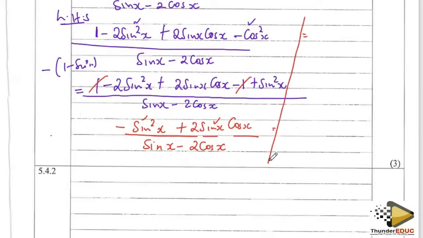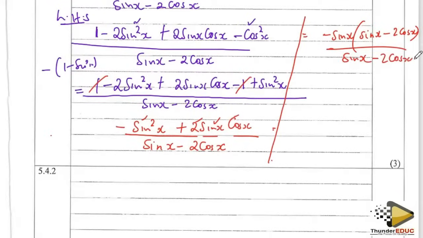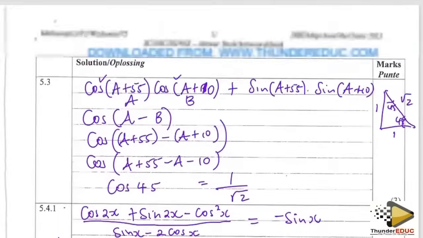Okay. I'm going to take negative sine x outside. I'll be left with just a positive sine x minus this and that 2 cos x. I'm dividing it by sine x minus 2 cos x. Okay, so this and that will cancel. Then I'm left with just negative sine x. Okay, so which means my left hand side is equal to my right hand side. Okay, so that is that.